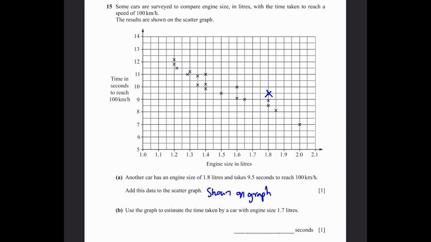B. Use the graph to estimate the time taken by a car with engine size 1.7 liters. So over here, we can draw a line of best fit, something like this. And if you take 1.7, it is around 8.5 or 9. So we can write 8.5 seconds or 9 seconds. Both of them are okay.